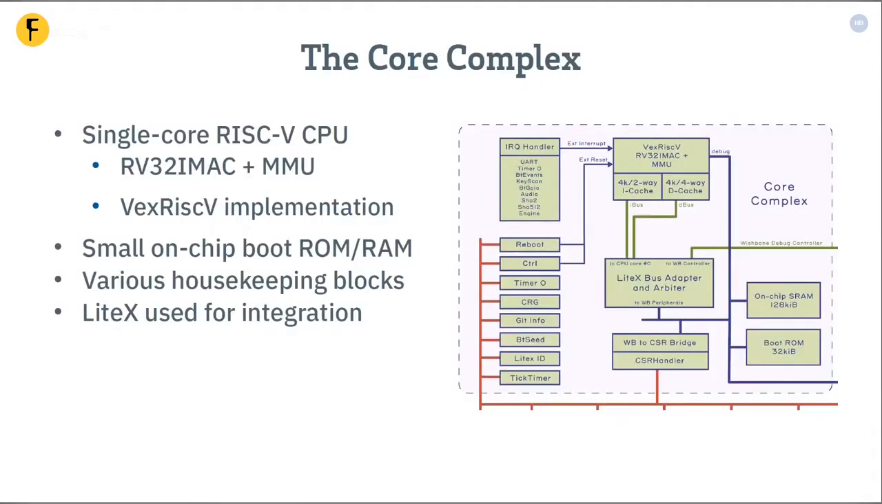So now going back to the logical diagram, we have the core complex. It's a single-core RISC-V CPU using the RV32IMAC instruction set, and we've added an MMU to it because even though it's a very small footprint device, we want the security properties that an MMU brings inside our OS. We're using the VexRiscv implementation. It's made in Europe, and it's got a small on-chip boot ROM and RAM to help with some housekeeping functions, and we use a tool called LiteX for integration. So a little bit more on each of these things.